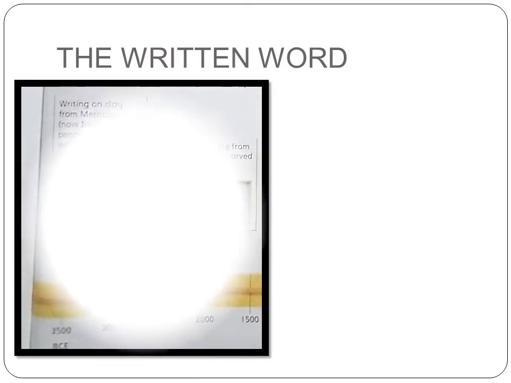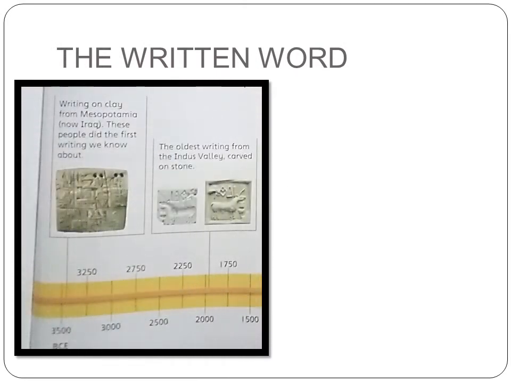Today's first topic is the written word, that is, how people began to write thousands of years ago and how it went through evolution, that is, the change, so that now we can see modern writing. As you can see, this is a timeline drawn on your book's page number 93. This timeline starts from 3500 BCE.